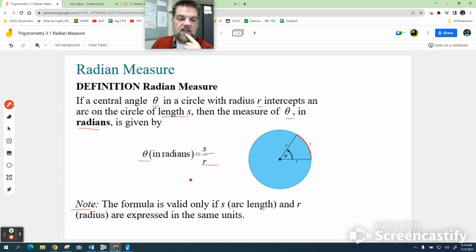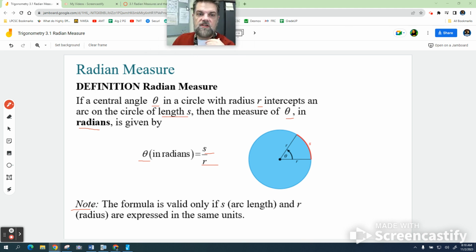It says the formula is valid only if s, the arc length, and the radius are expressed in the same units. So that's another thing we have to be careful on. Remember, one of the examples we did had different units, so we need to be aware of that. Problem number 2 is in different units. Maybe I should go back and do problem number 2. I'll do it after I do number 3.